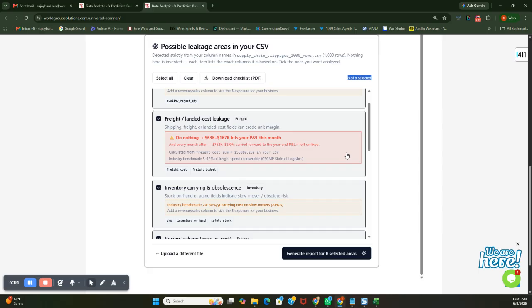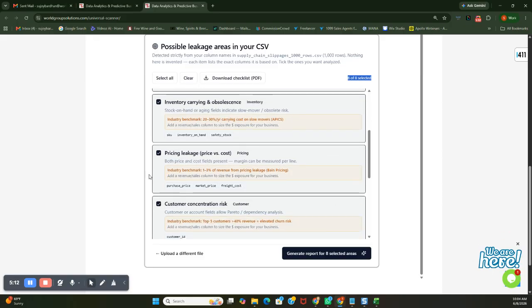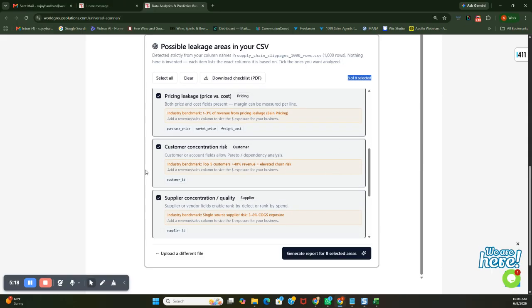So we will focus on that going forward. Freight is something we'll be focusing on, but there are many more. Inventory carrying losses are there also, potential slippages are there, price leakage slippages are also there, and customs concentration risk is also there.